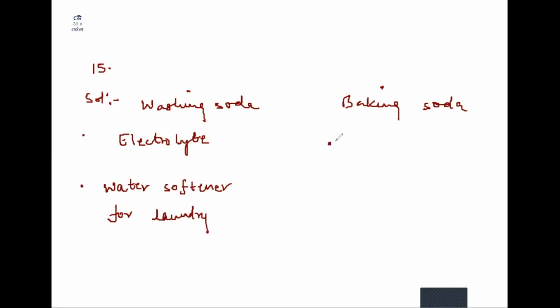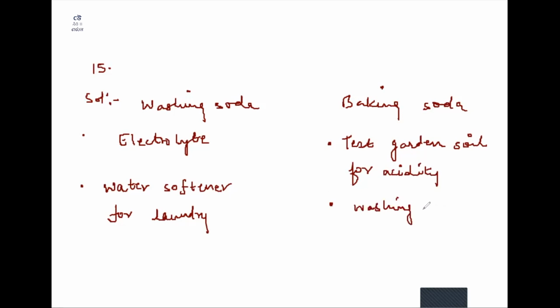Next use would be of baking soda. It is used to test garden soil for acidity. Extremely important use of baking soda. It will be testing whether the garden soil is acidic in nature or not. And then it is used for washing cars without damaging the color of the paint on the car.